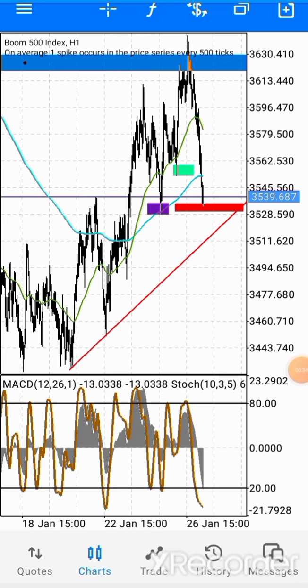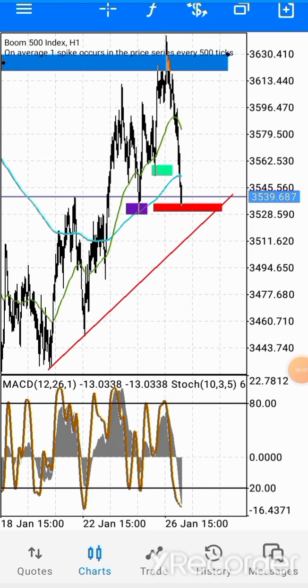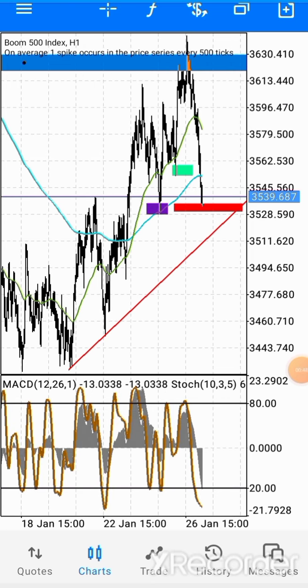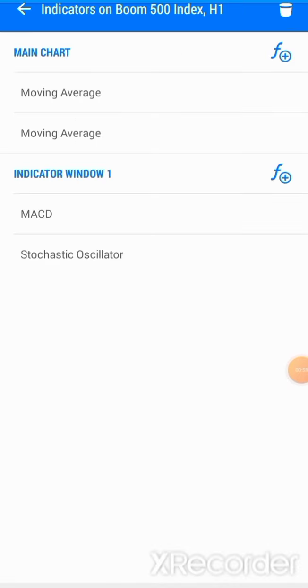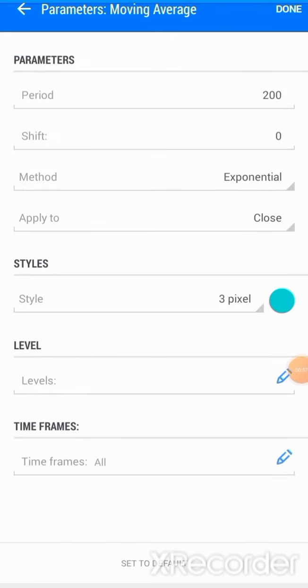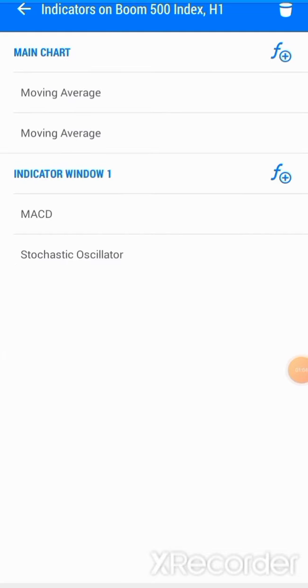I'm going to be using the indicators on the main chart and the indicators on the indicator chart. I'm going to be using the moving average 50 and 200. So take note of the settings. I'm not going to stay on this so I don't take long. Just take note of the settings, pause the video, take note of it.